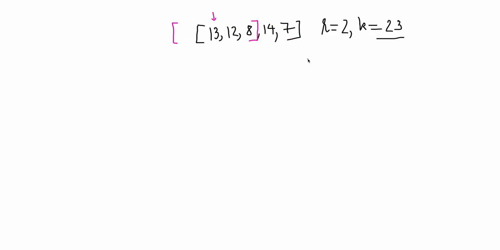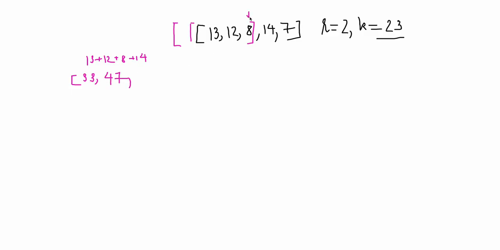Okay, so let's try to calculate the first one. That would be 13 plus 12 plus 8, and what is the first element? That is 33, right? And how about the second one? The window moves here, and we have plus 14. So this one would be 47.